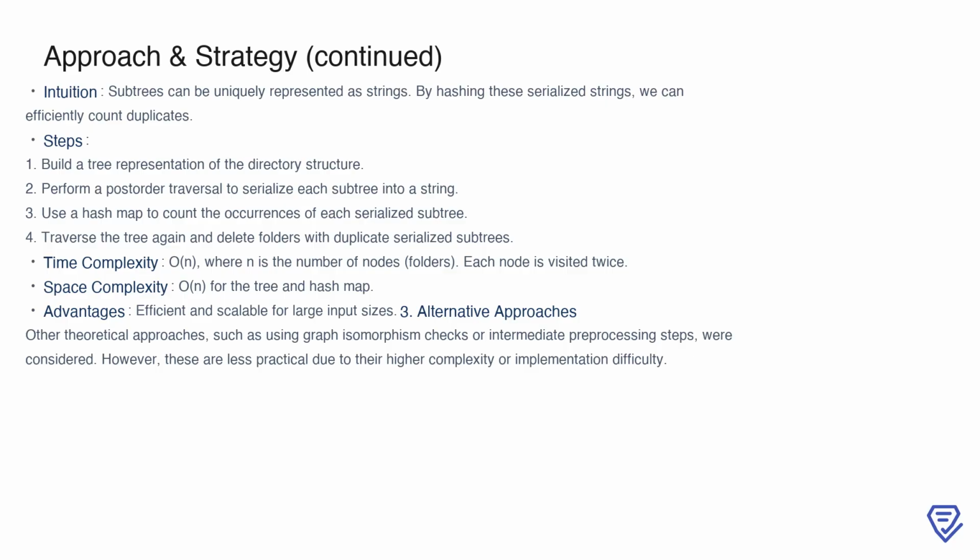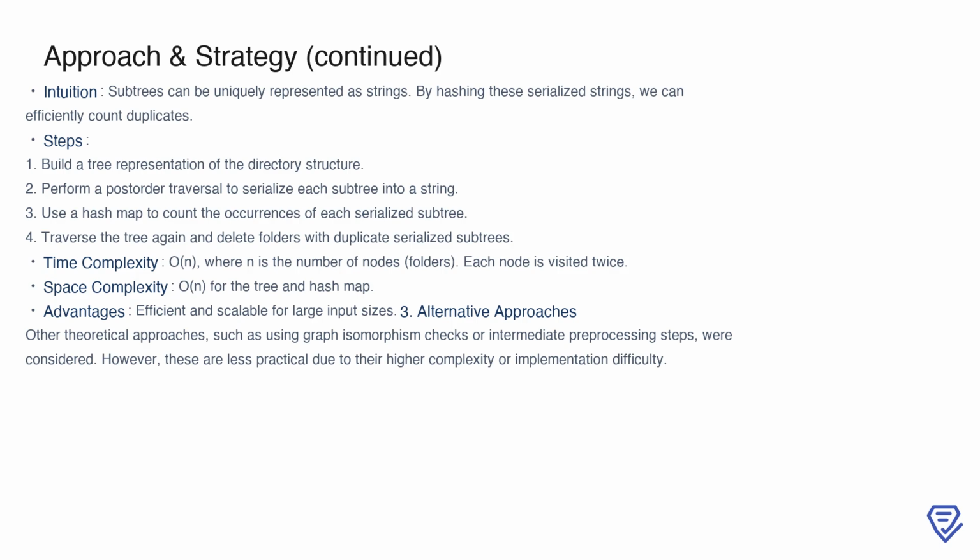This approach is efficient, as each node in the tree is visited only twice, keeping the time complexity linear relative to the number of nodes. Similarly, the space complexity is linear, as we only need memory for the tree and the hash map. Not only is this method scalable for large inputs, but it also strikes a balance between simplicity and performance.